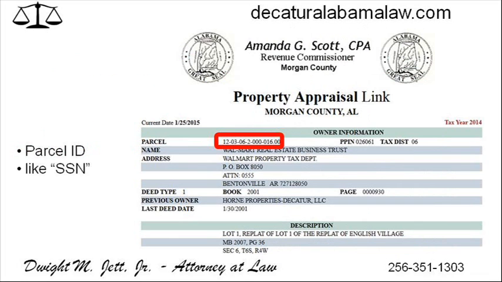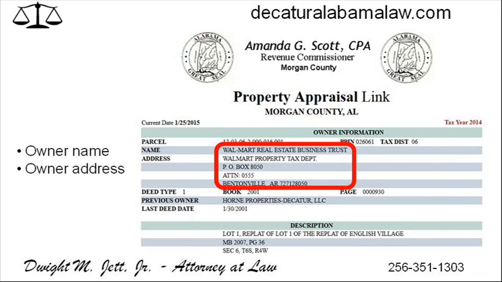I have it broken into a top half and a bottom half just because it is easier for you to look at. The first thing you look at is the parcel ID. Think of this as a social security number for each tract of property. The second thing is the name and address of the property owner. This is one of the things that we initially identified that we wanted to be able to look up.